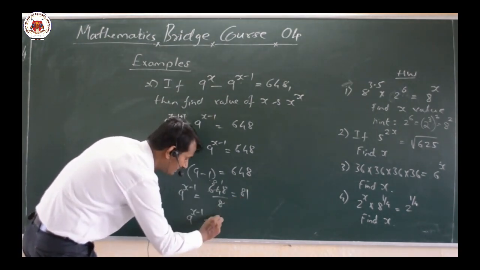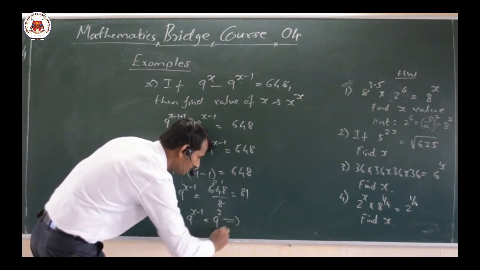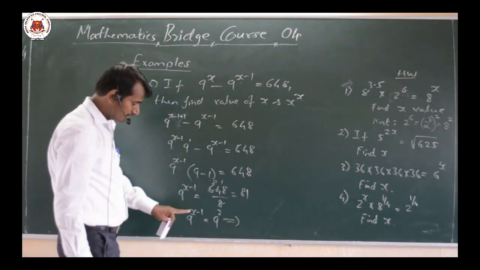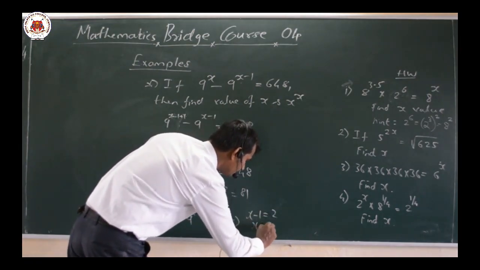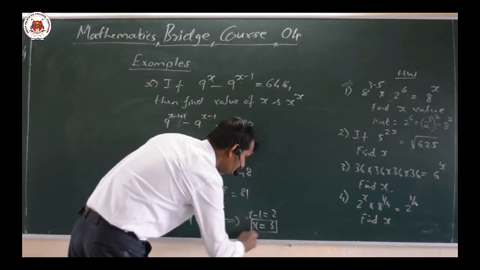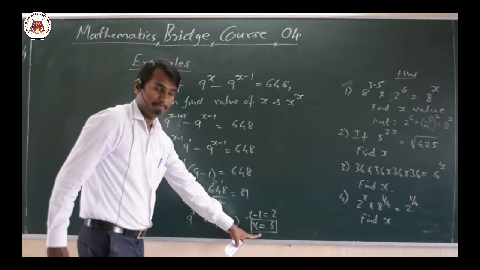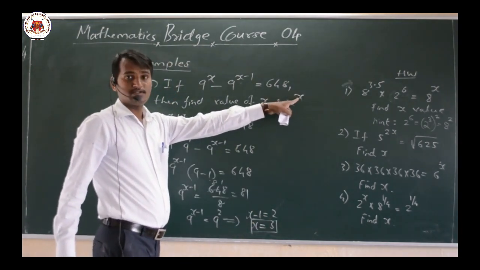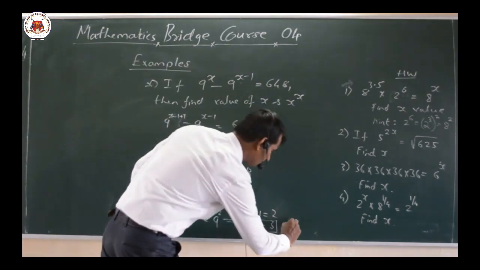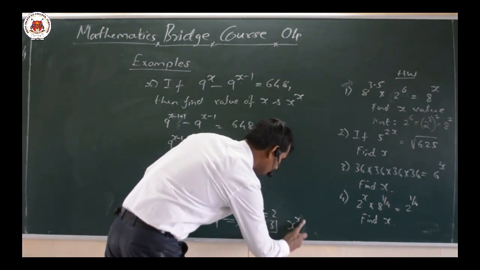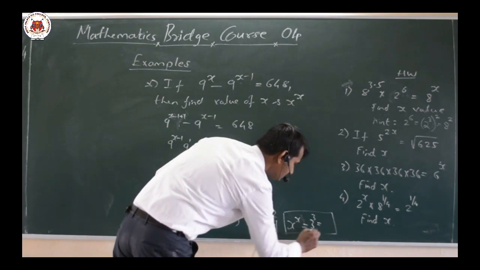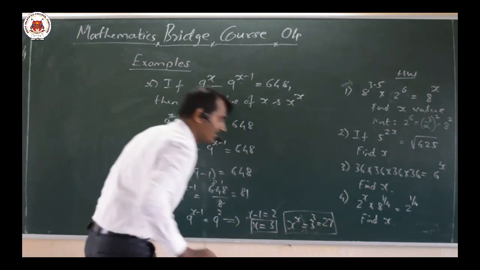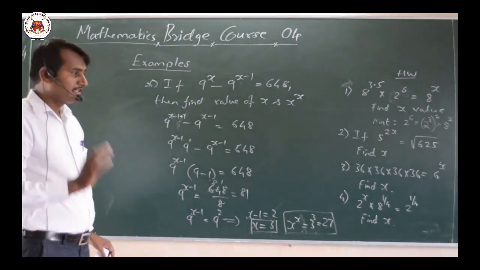81 is 9 square. Now compare the powers. x minus 1 equal to 2, x equal to 3. Now that x equal to 3, we have to solve x to the power of x. x to the power of x is 3 to the power of 3, that is nothing but 3 3s are 9, 9 3s are 27. Very clear and simple example.